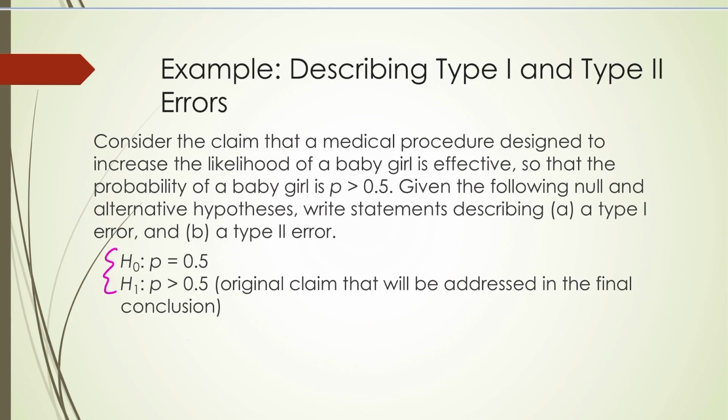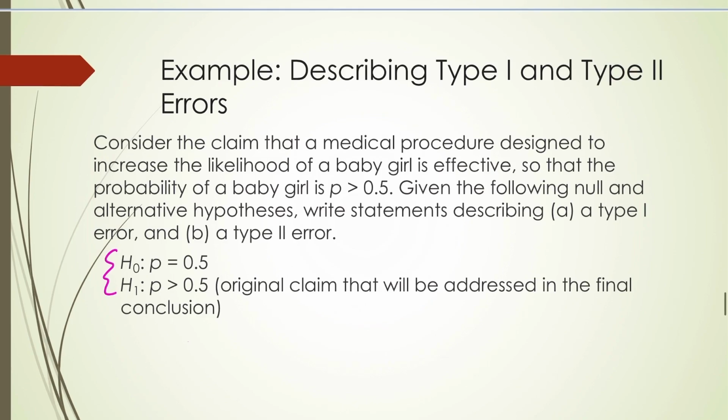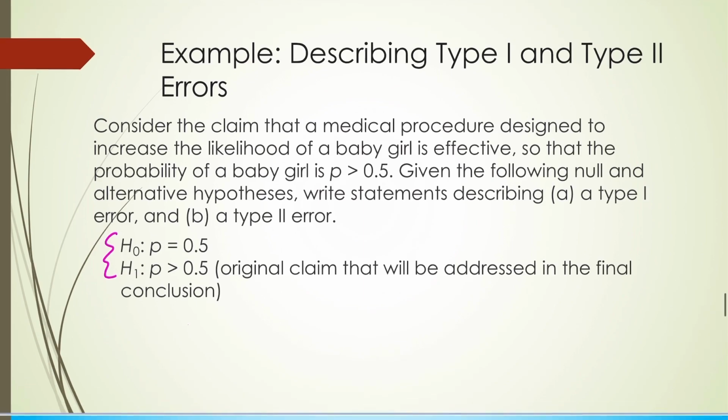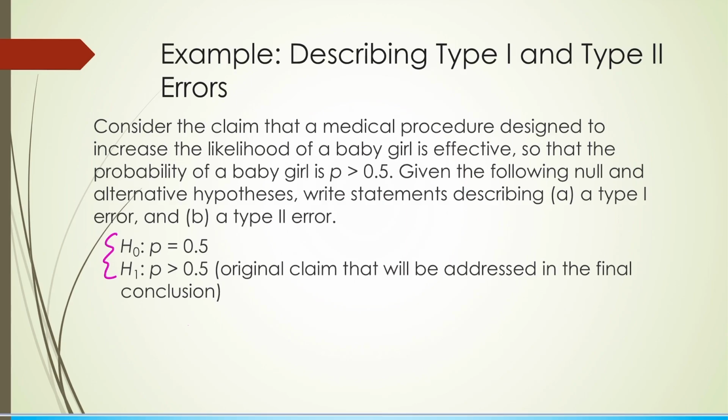The original claim that will be addressed is the final conclusion, right? Okay, so type 1 error. We reject a true null in a type 1 error. So the null is true, and we reject it. So what we do is we support p equals 0.5 when p actually does equal 0.5.